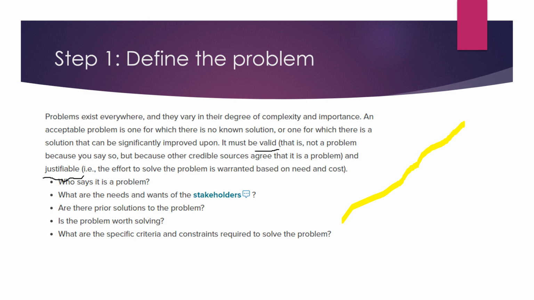And this is where your phone can come in really handy, or computer, laptop, tablet, whatever you have if you're doing it from home. You might look up who has tried to do this before under the constraints that I have, and look at that. Is the problem worth solving? And then this last one down here, what are the specific criteria and constraints required within the problem?